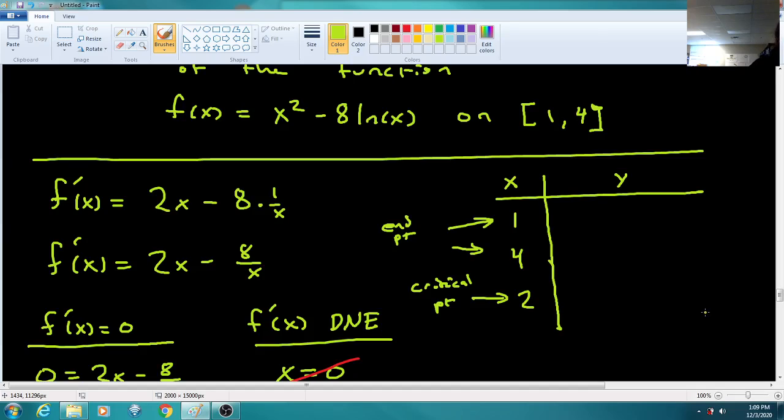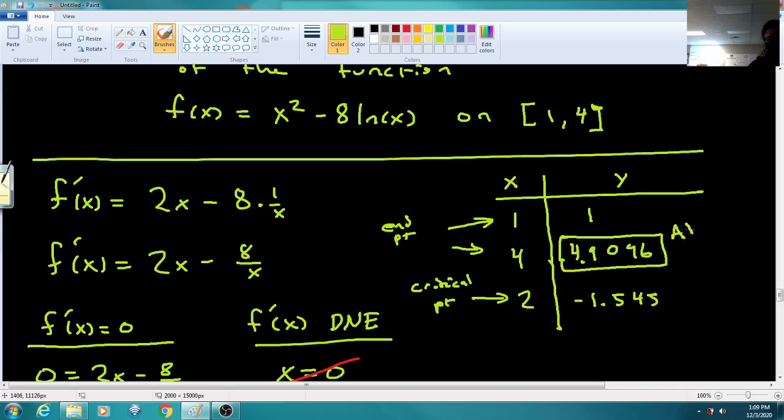So when I put 1 in, I get back 1. If I put 4 in, I get back 4.9096. If I input 2, I get back negative 1.545. So 4.9096, that's our absolute maximum. It's the largest y value generated. And this negative one here is the smallest, so that's our absolute minimum.